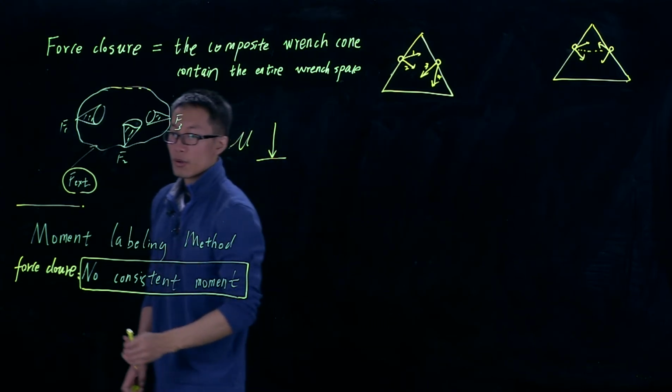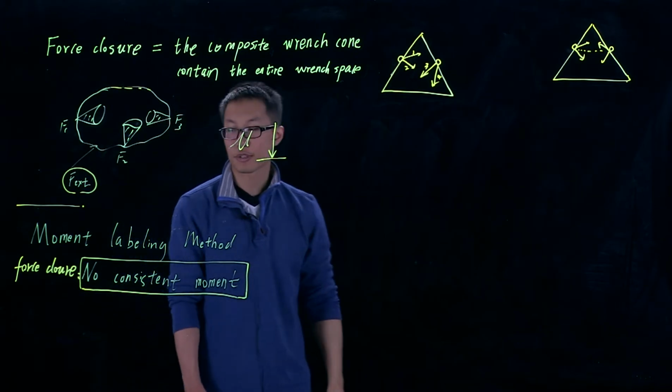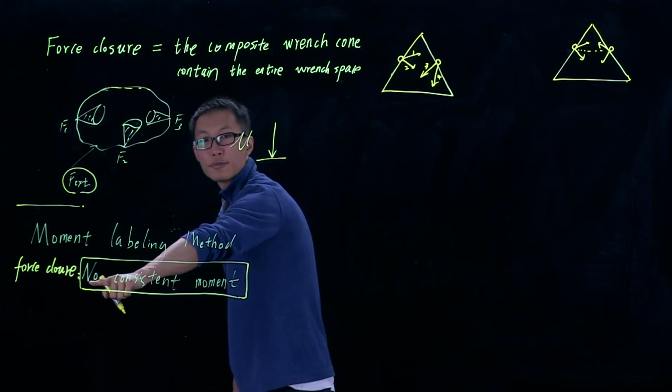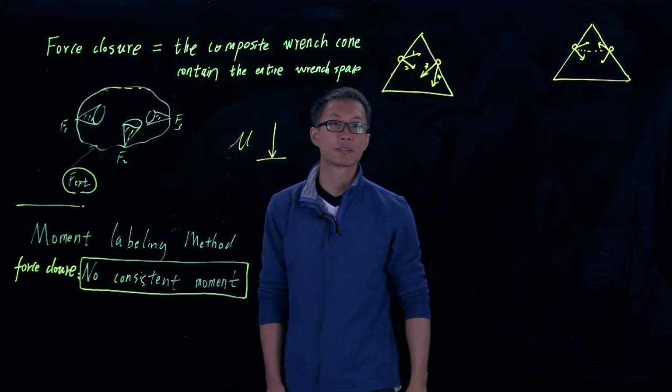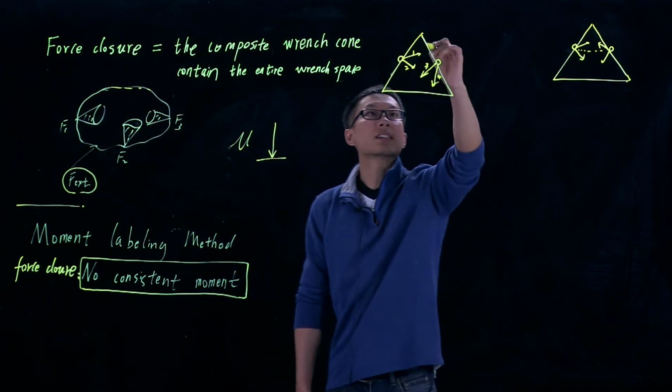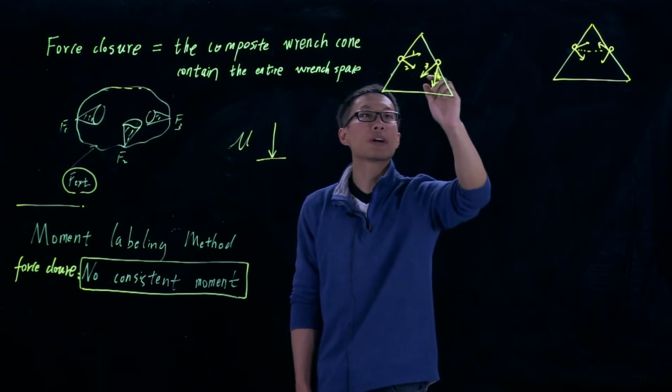Next, we will discuss the moment method to deal with force closure. Keep in mind, force closure is achieved if there is no consistent moment. Let's take this triangle object as an example. There are two wedge cones.